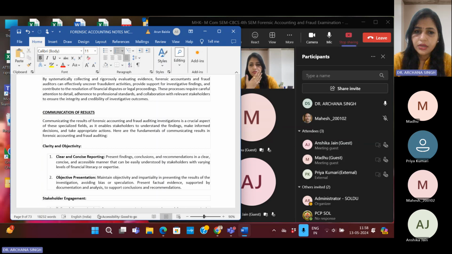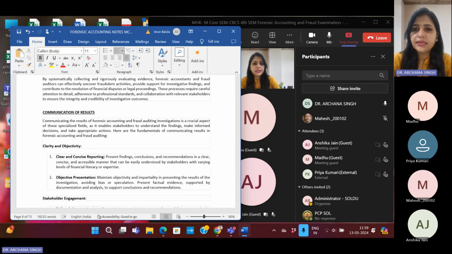Okay, so with varying levels of financial literacy or expertise, every stakeholder can read those findings and understand those findings. So they had to present those findings of the investigations in a very clear, concise and accessible manner, so that they are easily accessible, clear and concise.